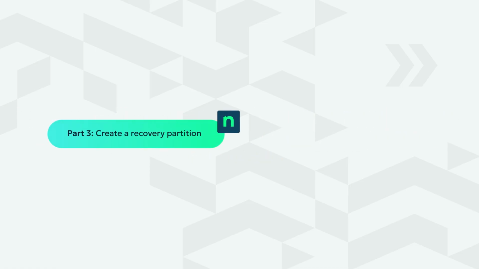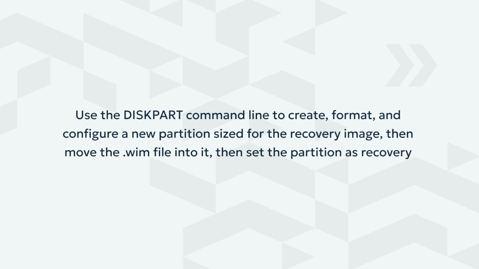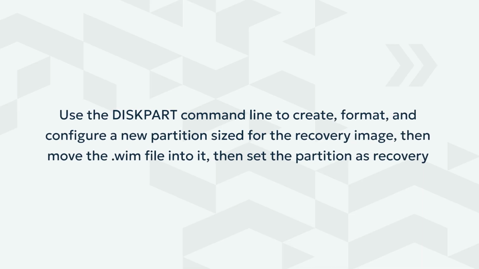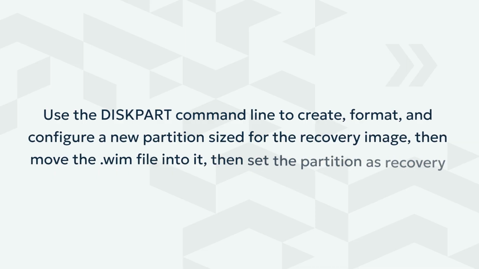Create a recovery partition. Use the diskpart command line to create, format, and configure a new partition sized for the recovery image. Then move the .wim file into it, then set the partition as recovery.